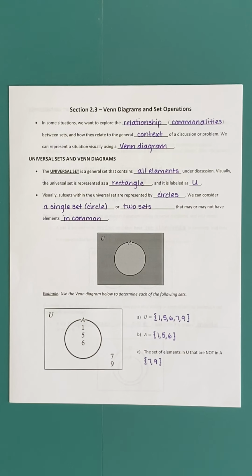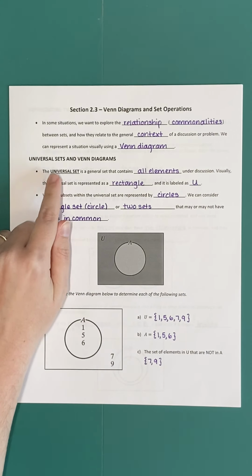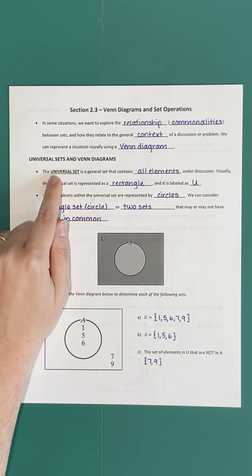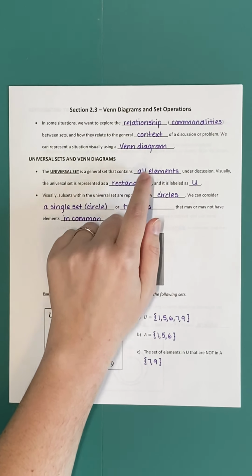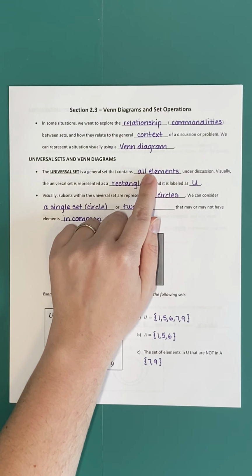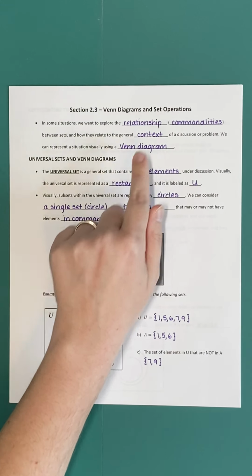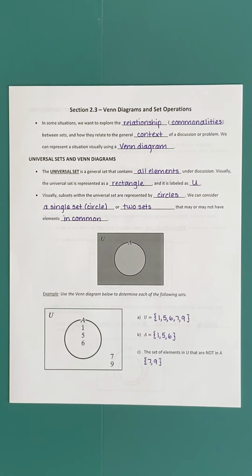So we're going to start big picture and work our way in. We need to define what we call the universal set. The universal set is going to be a general big picture set that contains all elements under discussion. So we're thinking of all the elements that we're then taking and grouping further into our specific individual sets. All of those elements together make up what we call the universal set. You can think of the universal set as sort of the context for your problem, for your situation.